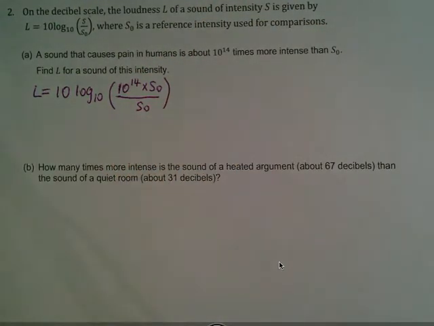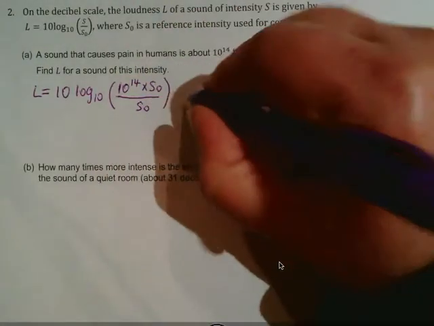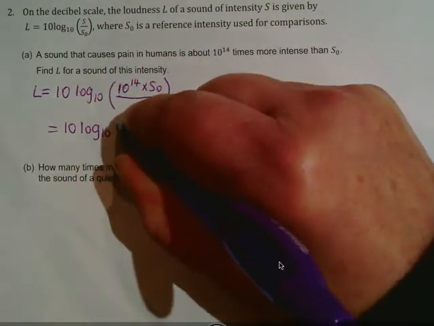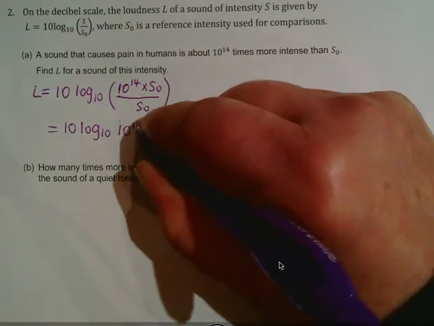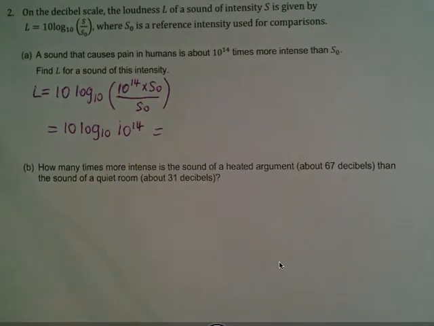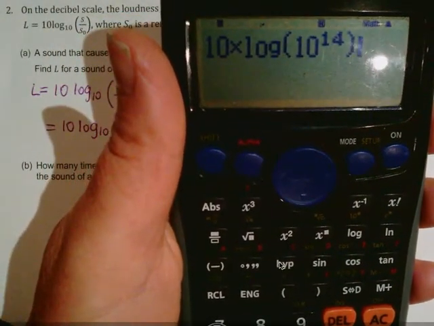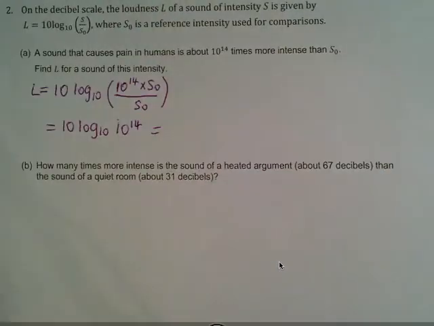So that's what S is. It's 10 to the 14 times S sub 0. So the S sub 0's cancel. So the loudness is 10 times log to the base 10 of 10 to the power of 14. And you can enter that on your calculator. So you'll press 10 times log, because that's log to the base 10, of 10 to the power of 14. And it should look like this.